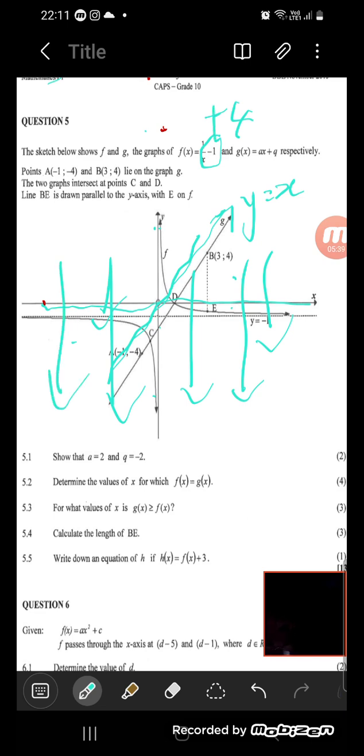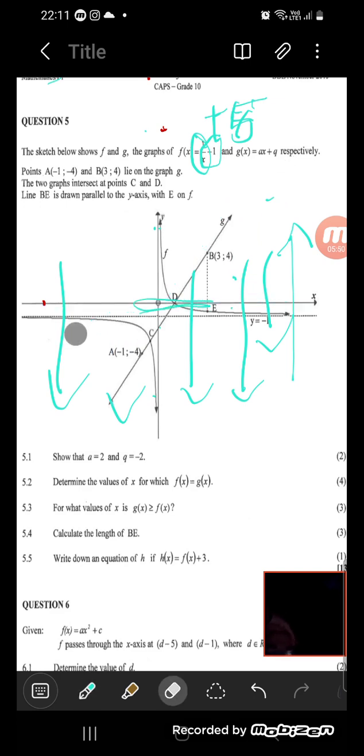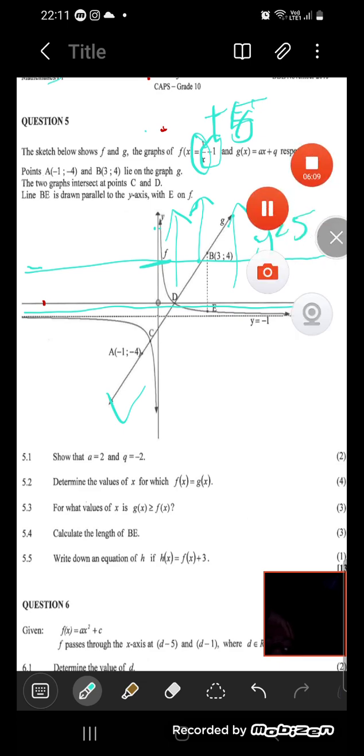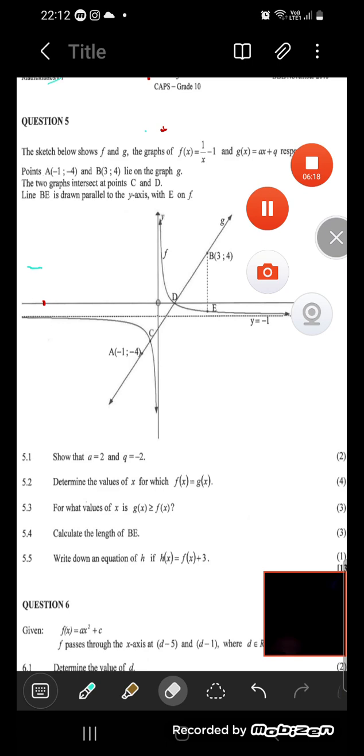If this is a plus 5, it would be moved up. This function would be moved up by 5 from the 0. And then, instead of my asymptote being at 0, my asymptote would be at y is equal to 5. So you would not be able to touch y is equal to 5. Okay, cool. So that's just explaining that a little bit.